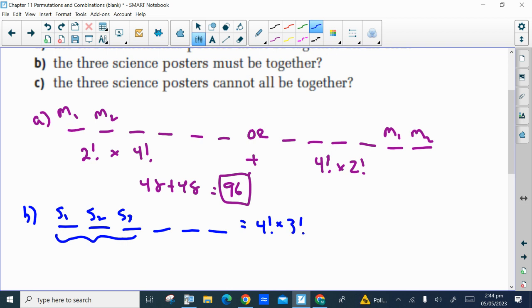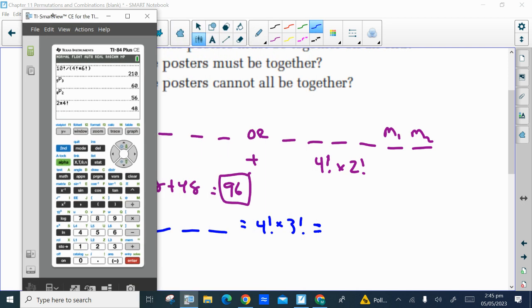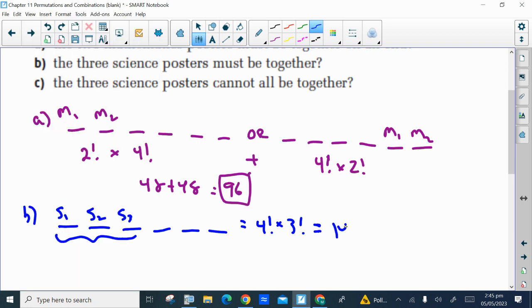What does that 3 factorial represent? Why are we multiplying by 3 factorial? No. We've already dealt with the 3 that are left by adding that to the 1 object. The 3 science posters, they can be arranged amongst themselves in 3 factorial ways. That's where the 3 factorial comes in. So 4 factorial times 3 factorial, which is just 6, gives us 144.